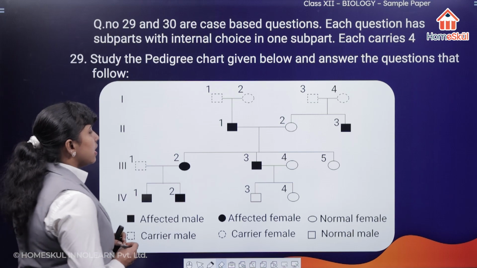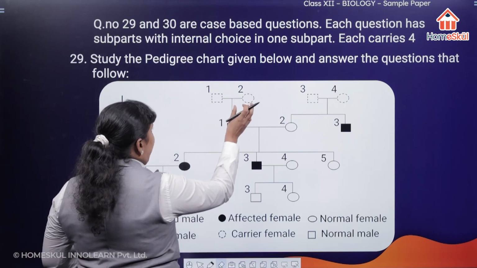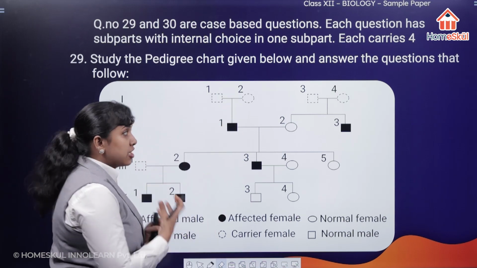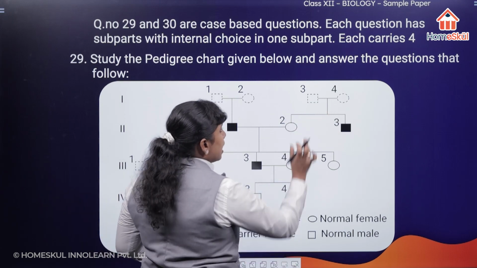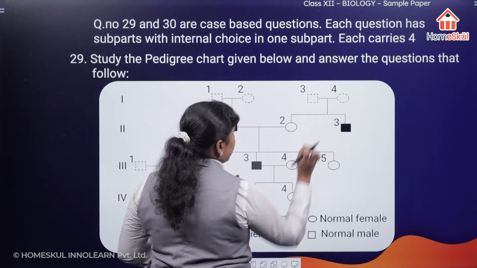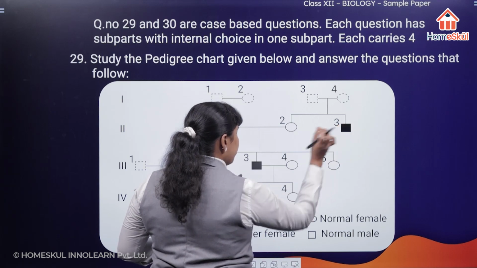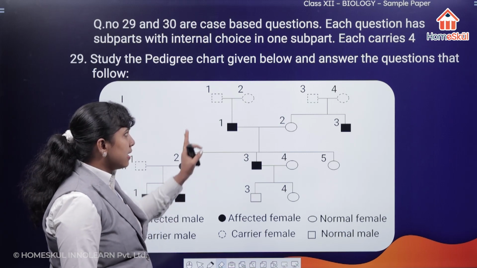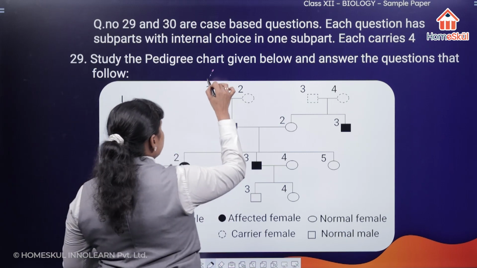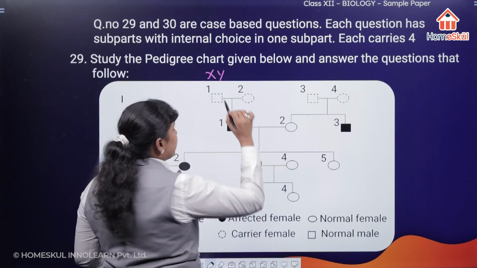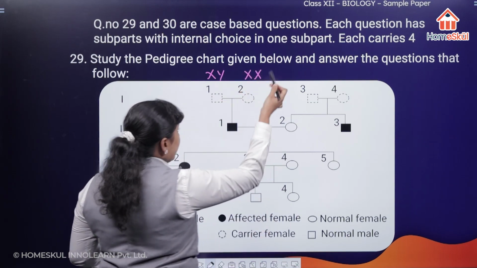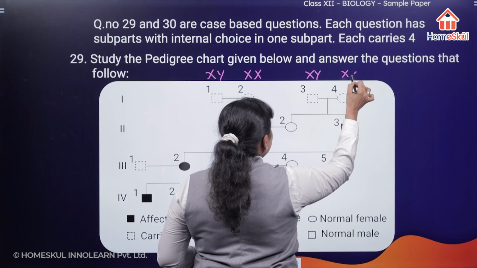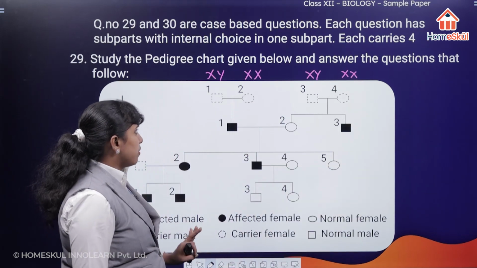Let us observe it. So here you can see that a carrier male is married to a carrier female, and they are giving birth to an affected male. Okay, and similarly you can see a carrier male is again here married to a carrier female, and they are giving birth to an affected male and a normal female. Okay, so we can say that a male will be having an X chromosome and a Y chromosome, right? Here a female will be having 2 X chromosomes, right? Here also you can say an X and a Y, and 2 X chromosomes. See, let us observe here.